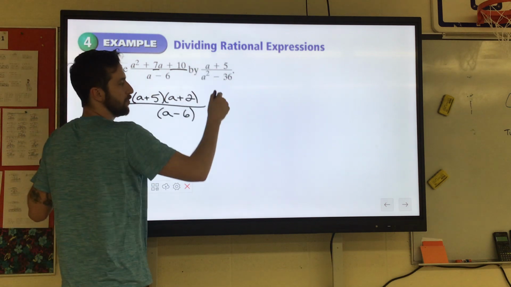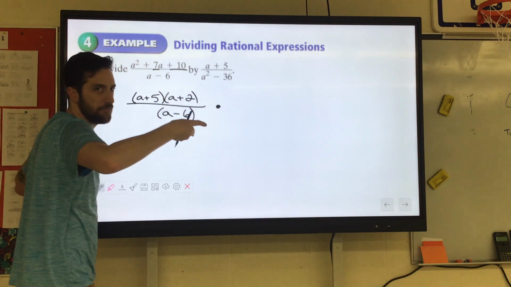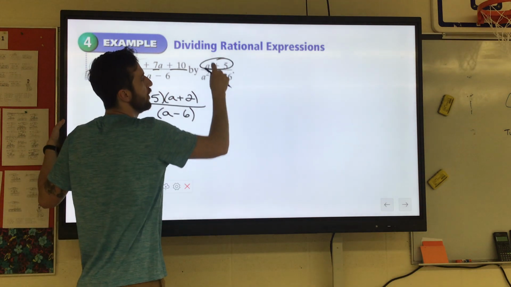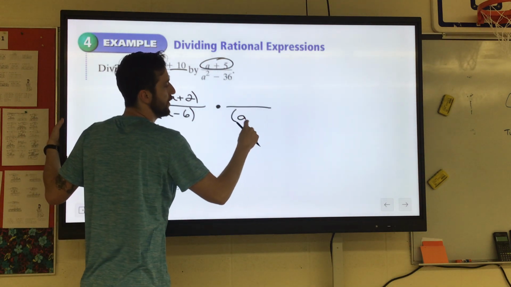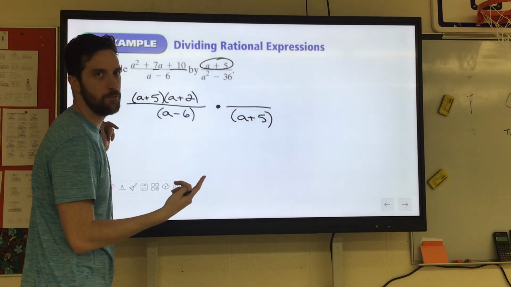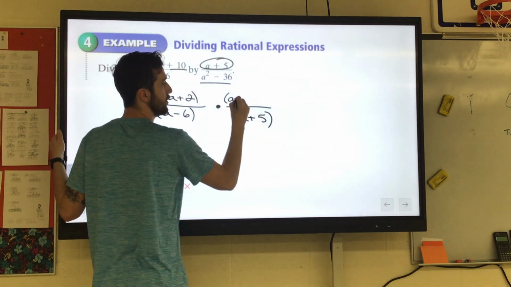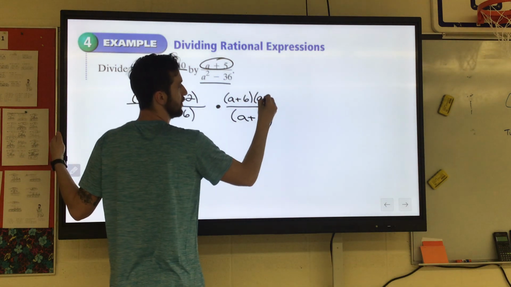We're dividing it by this. We're going to change it to multiplication and use the reciprocal, meaning we turn the fraction upside down. So this a plus 5 now goes to the denominator, and the a squared minus 36 is now in the numerator. Again, that's a difference of squares, so that would factor to a plus 6 times a minus 6.